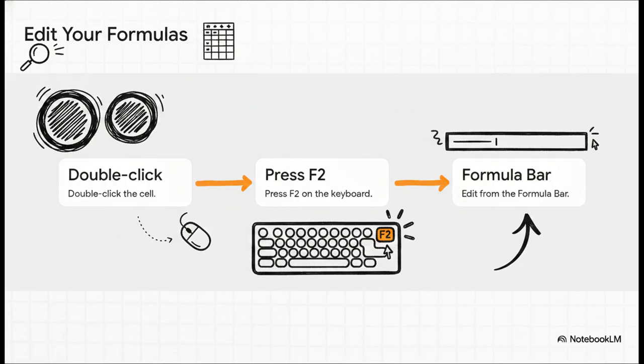We've all been there. Luckily, there are 3 super easy pathways to edit a live formula. First, you can simply double-click the cell with the result and your formula pops right back up. Second, if you're a keyboard person, just select the cell and press F2. Or third, click the cell once, look up at the top of your screen to the long white formula bar, and type your edits directly in there. Whichever way you choose, just hit enter and Excel updates everything automatically.